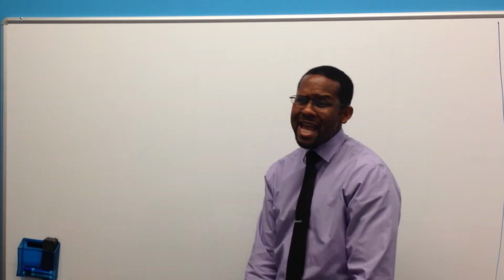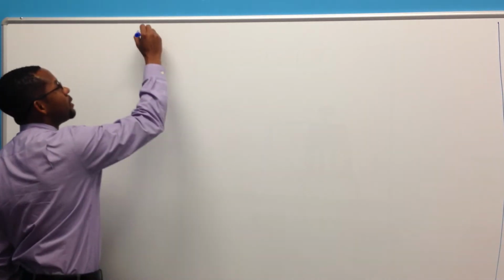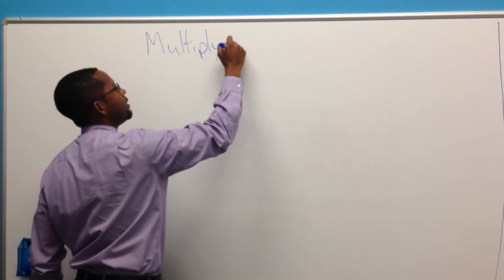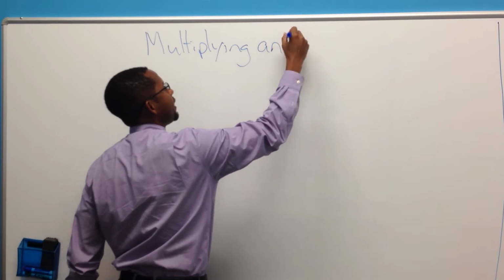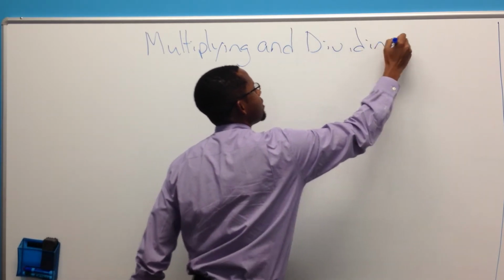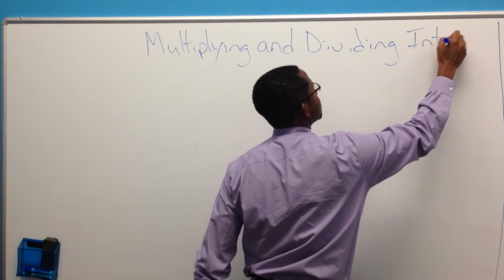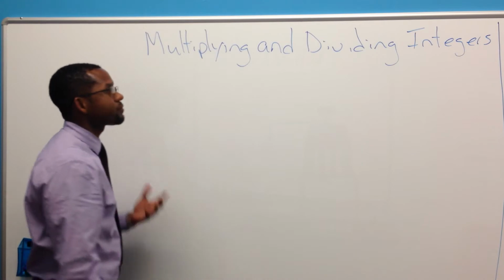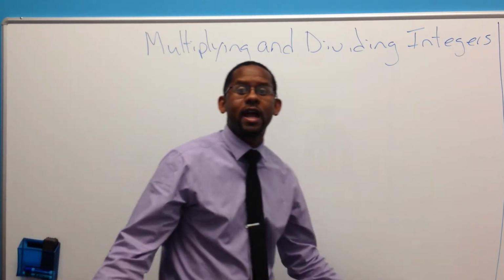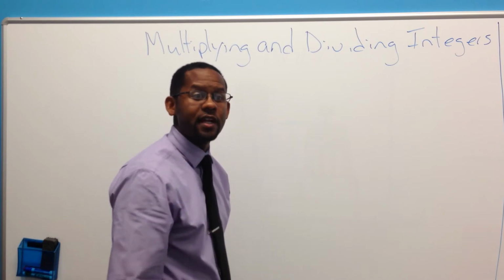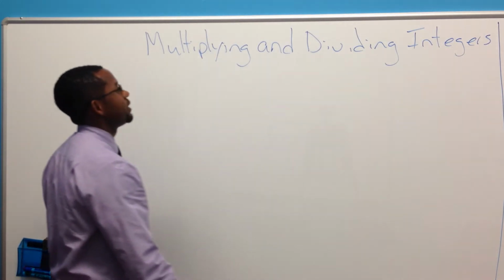I'm back, baby. And we're talking about multiplying and dividing integers. There are two simple rules that you have with multiplying and dividing integers. This should be a short one for you guys. I know, it is what it is.